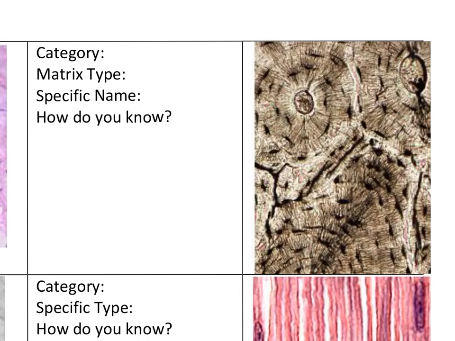All right, the thing to look at here, this is a sample of bone. Specific name would be compact bone. It is a connective tissue. It has a ground substance / protein fiber matrix. The way you can tell it's bone is by this appearance that kind of reminds you of a target.